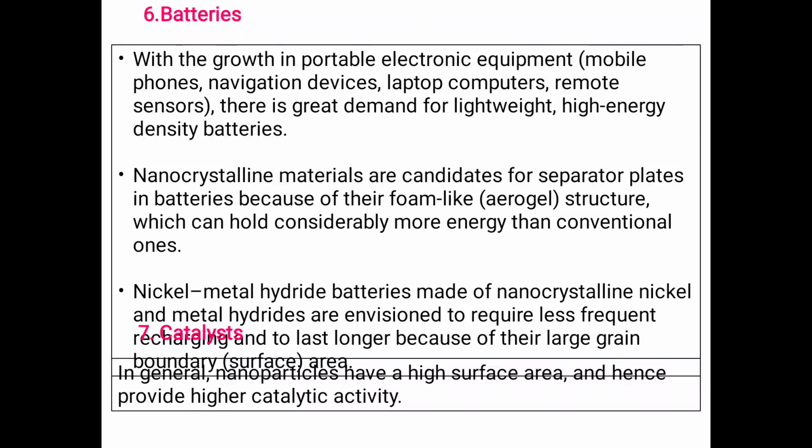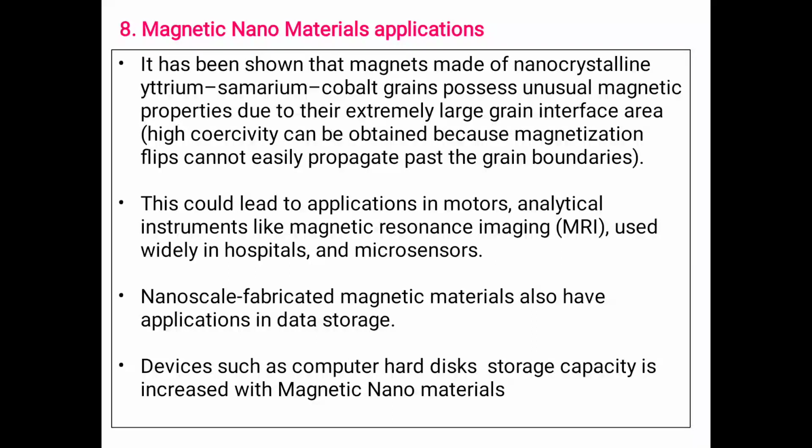Catalyst. They can be used as catalysts in many chemical reactions because of their high surface area, and hence they provide high catalytic activity. There are some magnetic nanomaterials which have found many applications. Magnets made of nanocrystalline yttrium, samarium, cobalt grains possess unusual magnetic properties due to their large grain interface area. This could lead to applications in motors, analytical instruments like magnetic resonance imaging used widely in hospitals, and microsensors. Nanoscale fabricated magnetic materials also have applications in data storage. In devices such as computer hard disks, storage capacity is increased with magnetic nanomaterials.